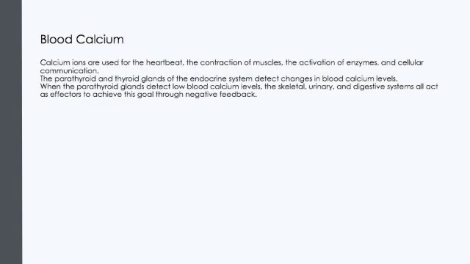Moving on, calcium ions are used for the heartbeat, the contraction of muscles, the activation of enzymes, and cellular communication. The parathyroid and thyroid glands of the endocrine system detect changes in blood calcium levels. When the parathyroid glands detect low blood calcium levels, the skeletal, urinary, and digestive systems all act as effectors to achieve this goal through the negative feedback loop.